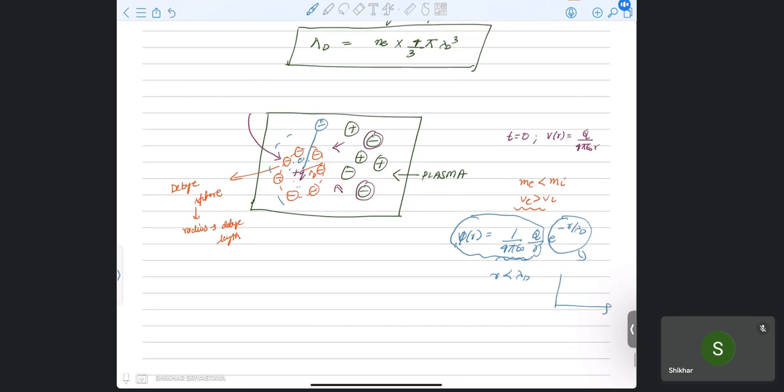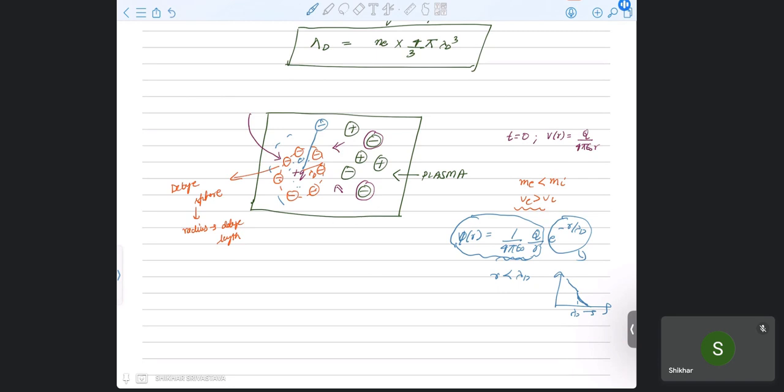Therefore your potential, which initially was decaying as 1 by r, will start decaying exponentially. That is, very strongly it will decay, and hence you can say that outside the Debye sphere the Coulombic potential is very weak, so no negative charge will feel the Coulombic interaction. So that is why it is called the Debye sphere or Debye length. It is a property of plasma inside.